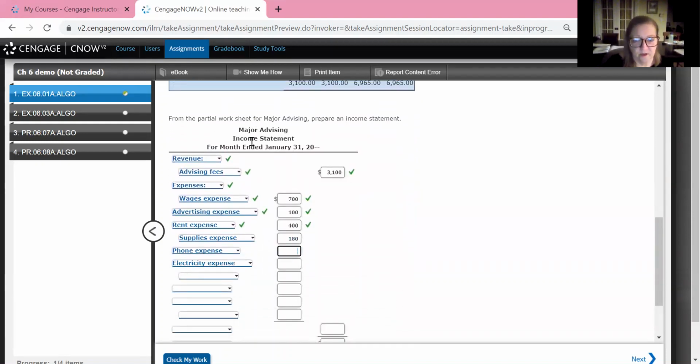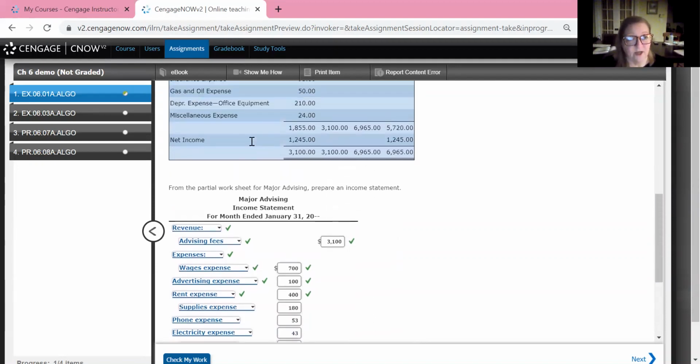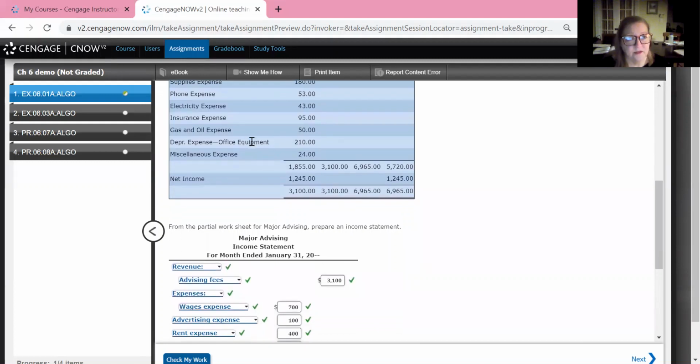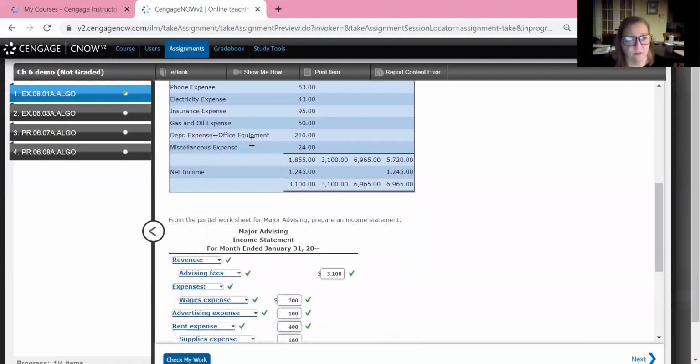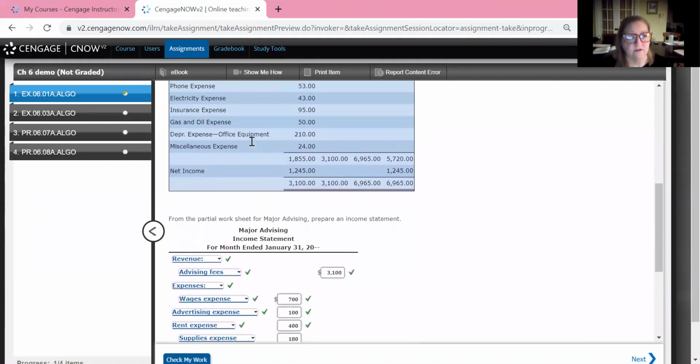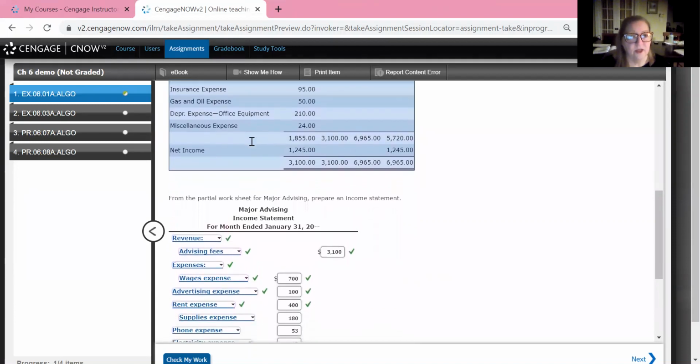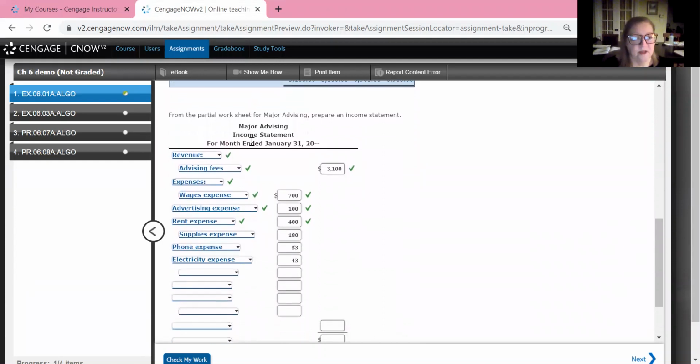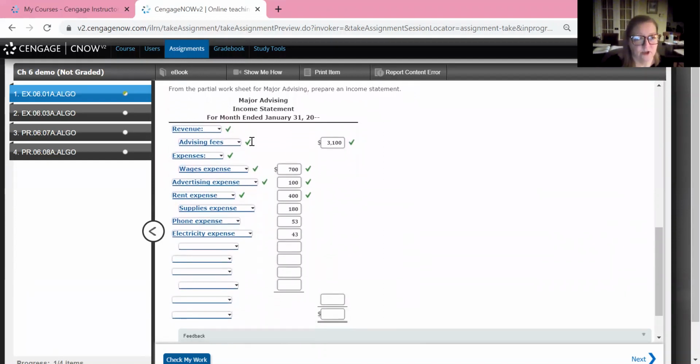180, 53, 43. Okay, I double check them. Since I do them in groups, I have to check back and forth more. Supplies, phone, and electricity. Yes, and it's 180, 53, and 43. Yes, they look good. Okay, so now insurance, gas and oil, and depreciation. Insurance, gas and oil, and depreciation.